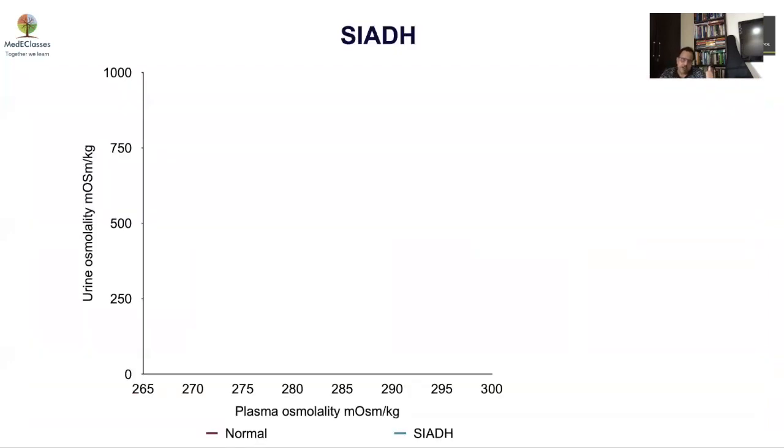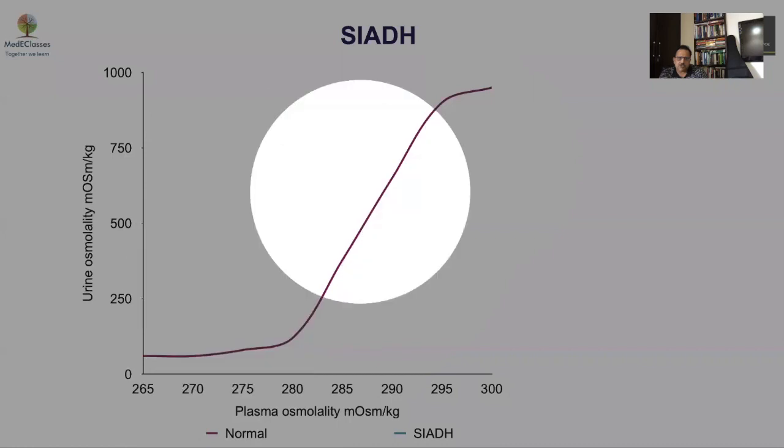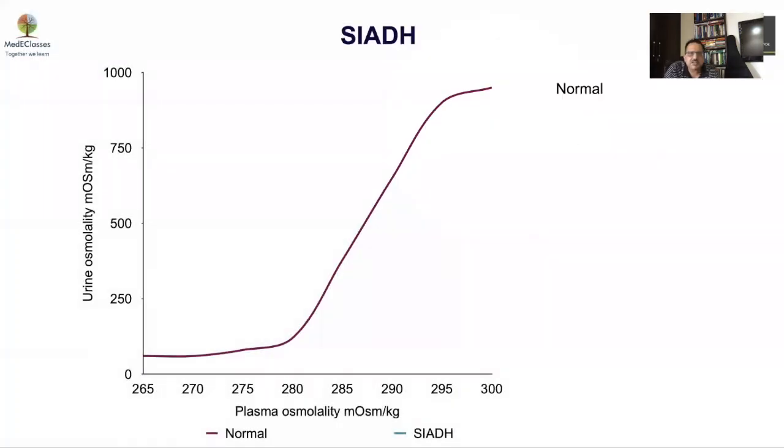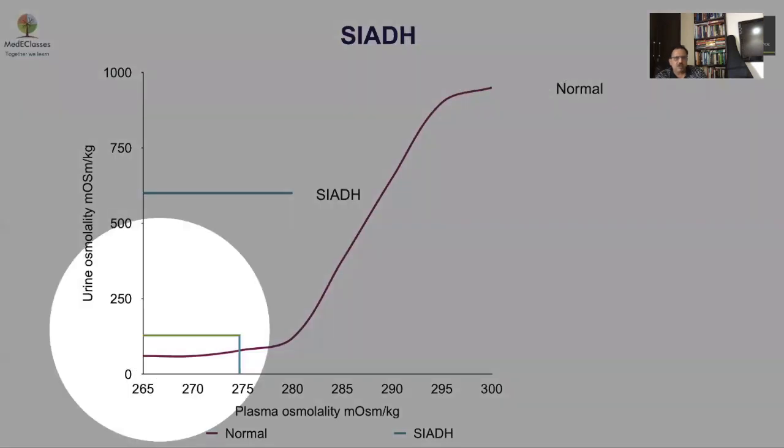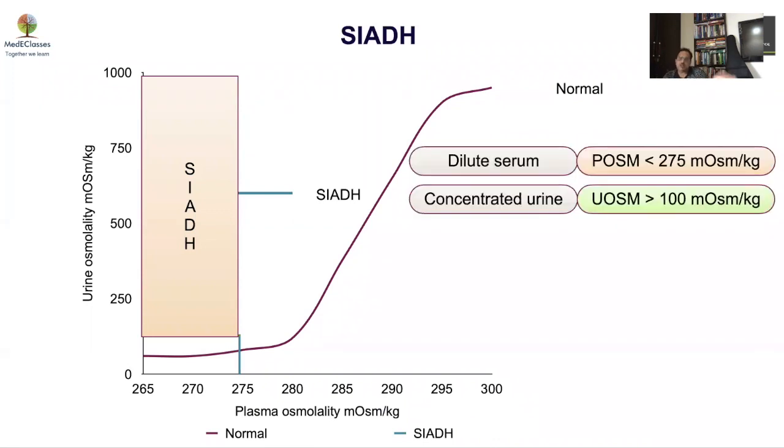Now, the most important endocrine perspective and the most common chronic cause of hyponatremia is actually SIADH. What basically happens is that normally, as the plasma osmolality goes up, the urine osmolality should go up as well. But in the setting of SIADH, this graph is shifted, and even at a lower level of plasma osmolality, the urinary osmolality is high. So SIADH is basically a condition associated with dilute blood and a concentrated urine. If the blood is dilute, urine should also be dilute. But this is one condition in which serum is dilute, but the urine is concentrated.